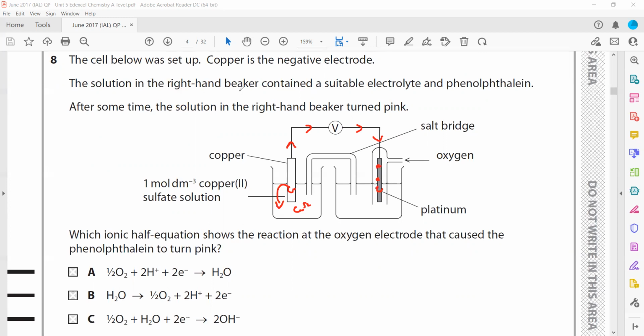The solution in the right-hand beaker, as they mentioned here, contains a suitable electrolyte and phenolphthalein. Phenolphthalein basically is an indicator used to identify the nature of a solution. It is colorless in acidic and pink in alkaline.